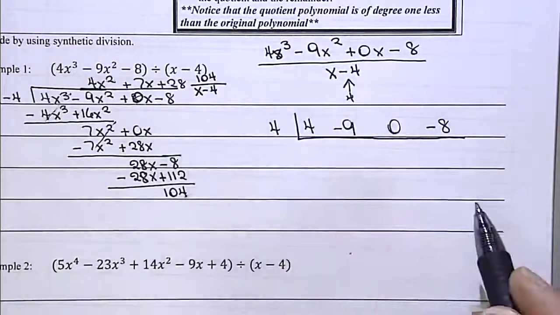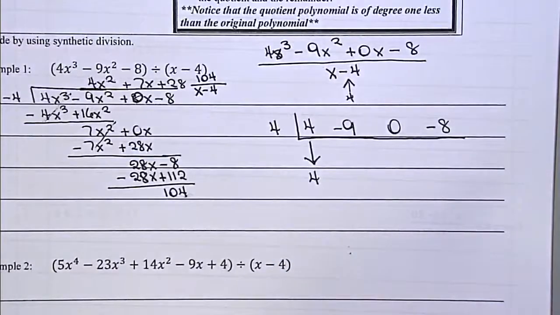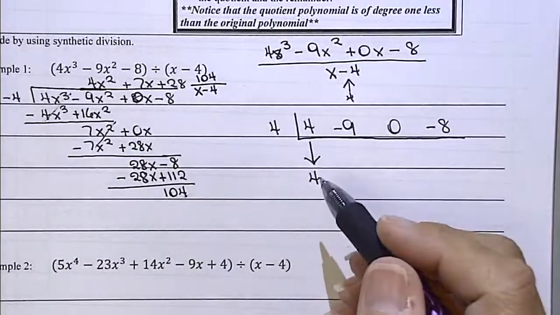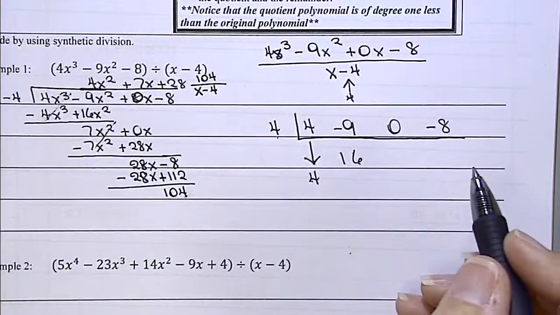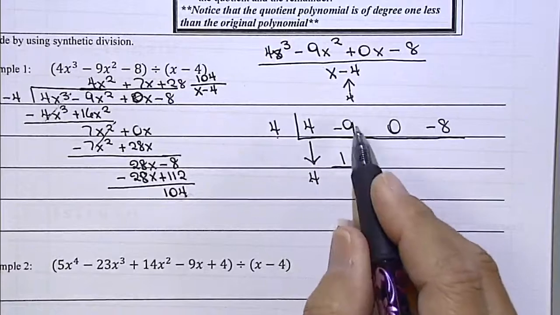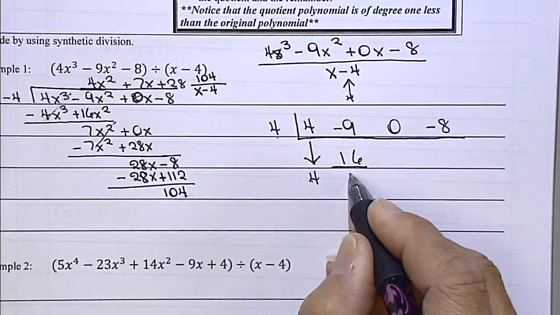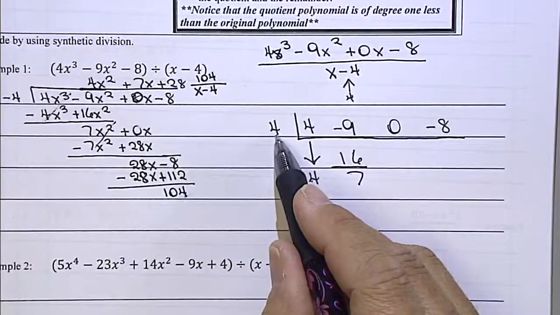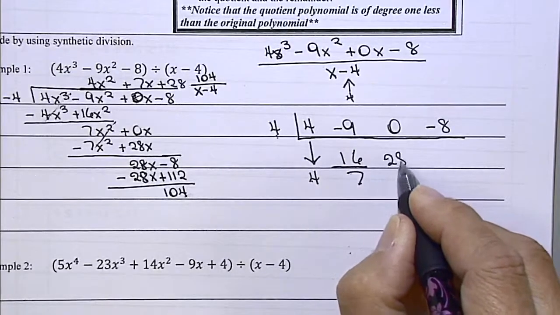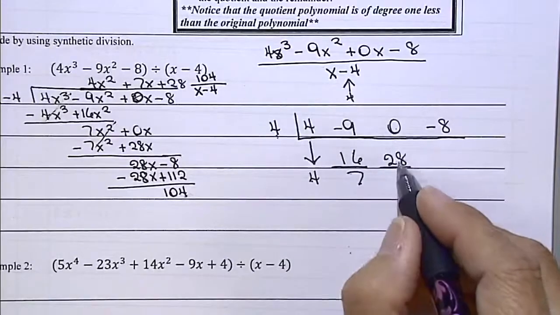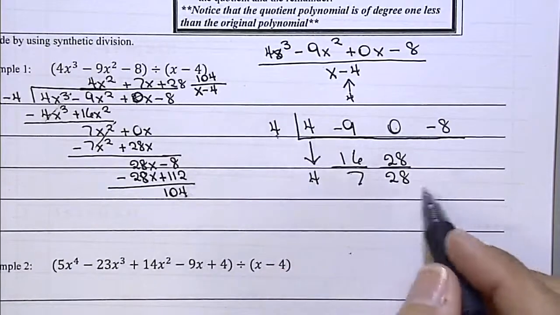All right, so now the first thing you do with synthetic is you don't do division first. You simply bring down the first number, okay? And now you start the multiplication. I say 4 times 4, and I get 16. And then I combine those terms. Well, I had a negative 9 and a positive 16, so what am I going to get? 7. And then I say 4 times 7 gives me what? It's a positive 28. I combine 0 and 28.